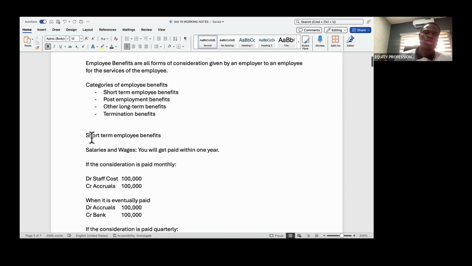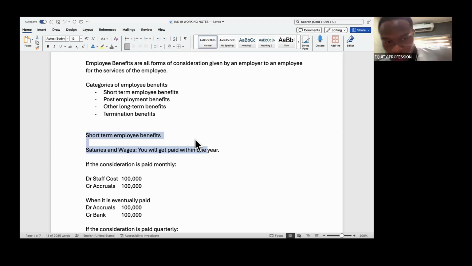We started with short-term employee benefits, and I explained to you that these are benefits where the employee will get consideration within 1 year. So within 1 year of working for the employer, they will get their consideration. And typical examples are wages and salaries. And how do you account for this? How do we account for short-term employee benefits?